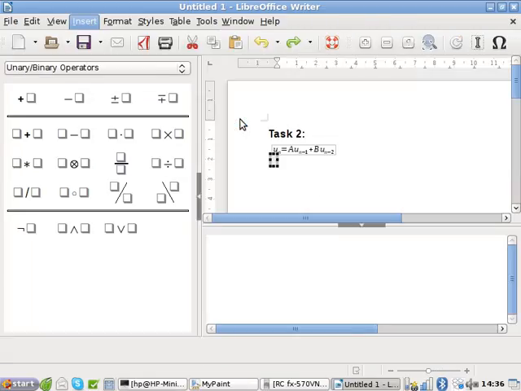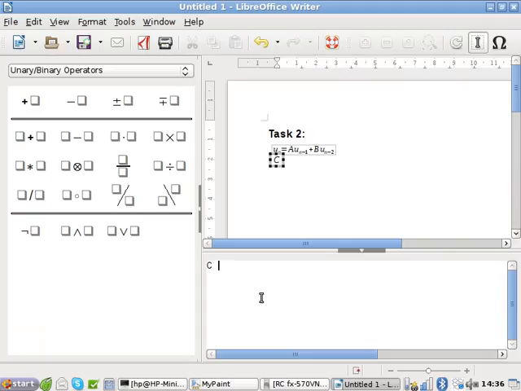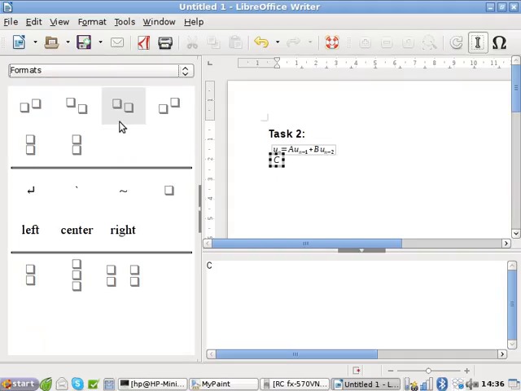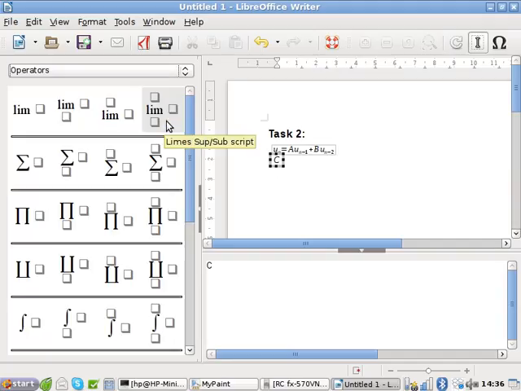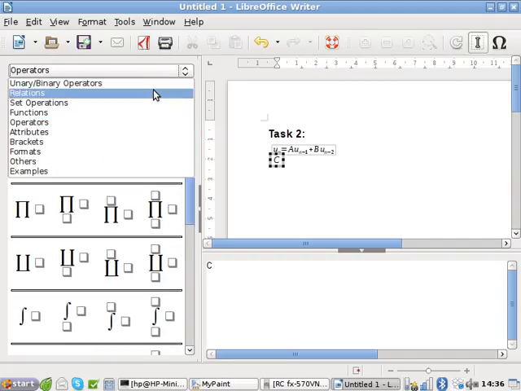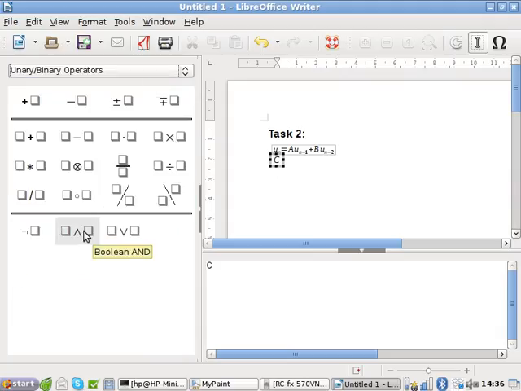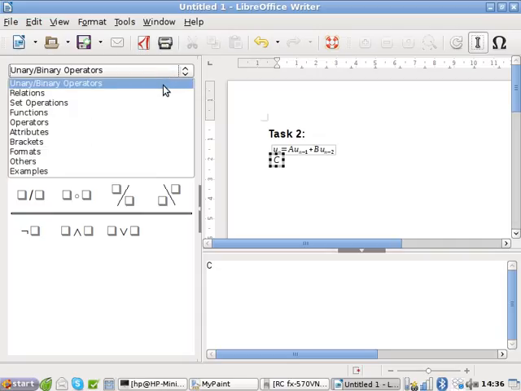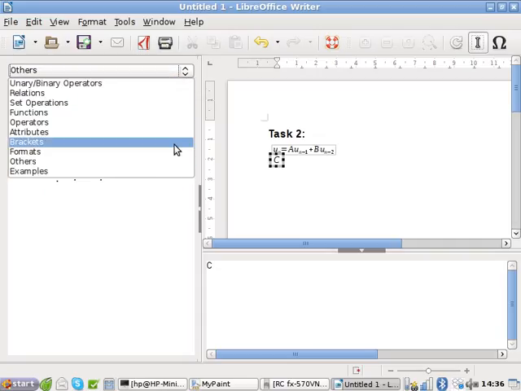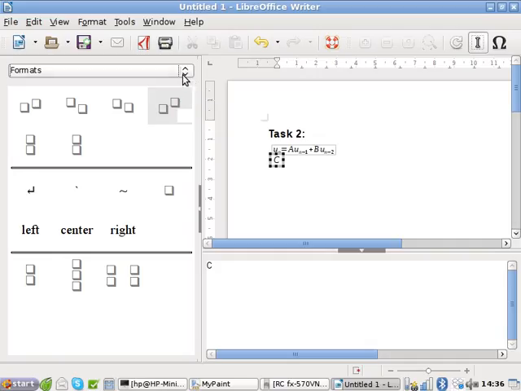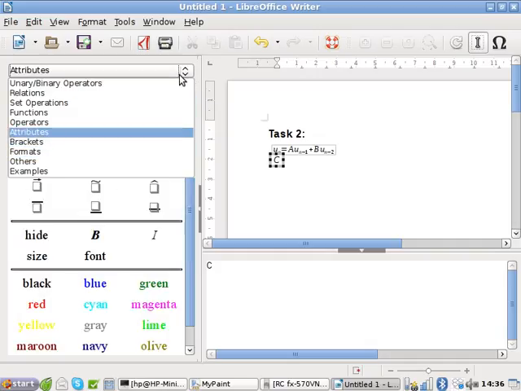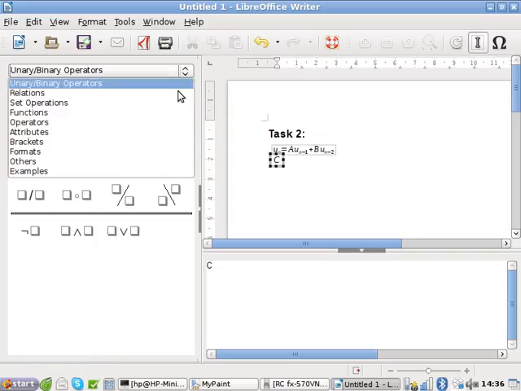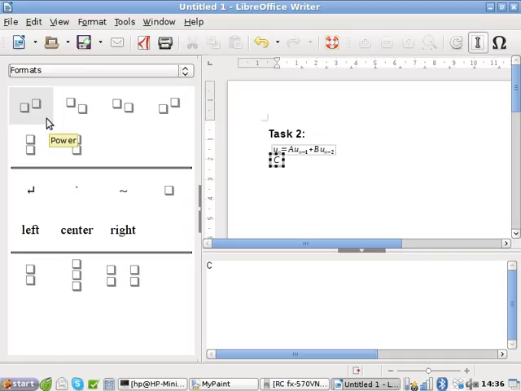Object, formula, okay. So this one now is C, E to the power. So where's the power one? Is this one? No, not quite it. I think it might be in operators. Where's power gone? Can we just write it down? The first one. Power. In this one? This is power.